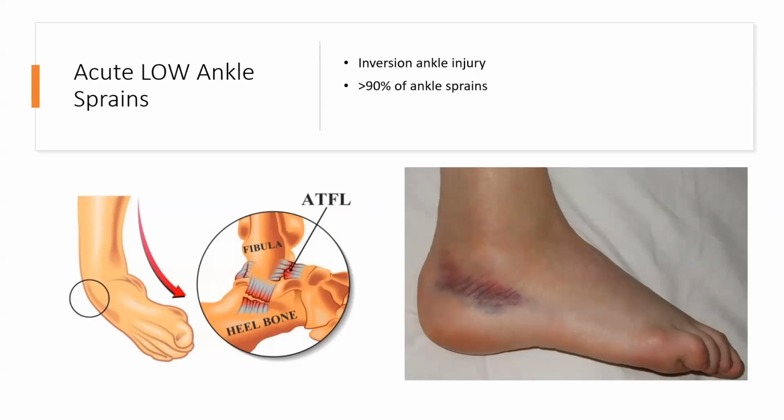This is typically an inversion injury, like I said, where the outside side of your foot basically gets stretched out, and the ligaments on the outside of the ankle, the ATFL and the CFL primarily, get either partially torn or completely torn. This is really more than 90% of ankle sprains. Typically, people will present with swelling and bruising, as well as decreased range of motion and pain on the outside aspect of their ankle, typically right where that prominence is, which is called the lateral malleolus.